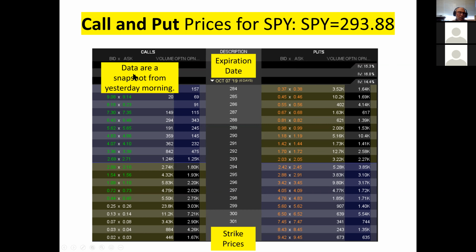So this is data, and it's a snapshot. I took this snapshot yesterday off of the options information that I get from my Interactive Brokers account. It's for SPY, and the price at that time was 293.88, roughly 294. These are the bid and ask for each of the strike prices. Now, options, well, okay, let me go forward. We'll come back to this.